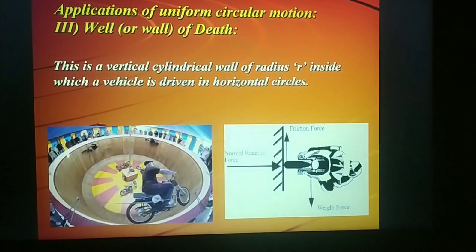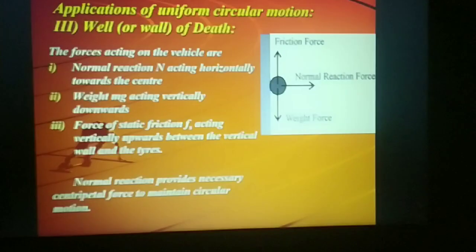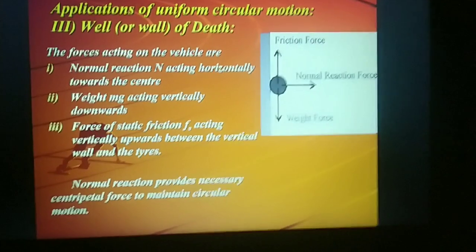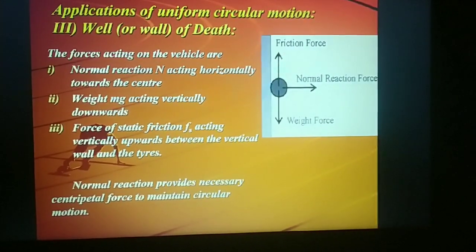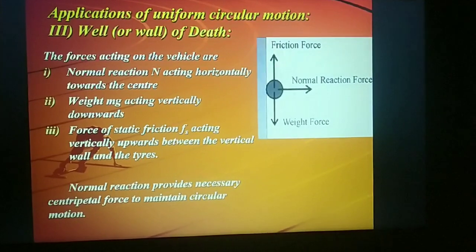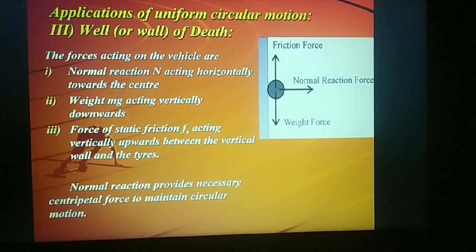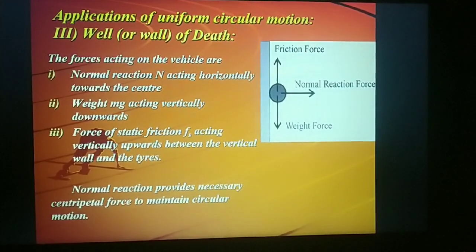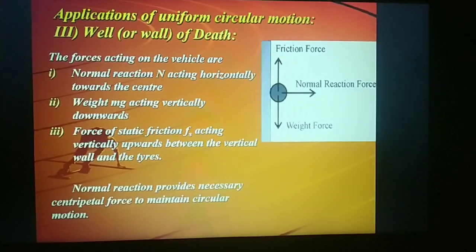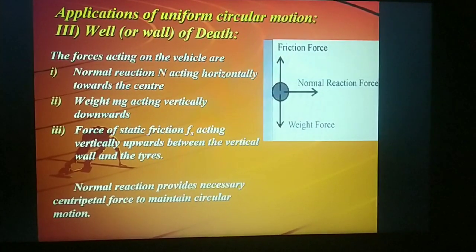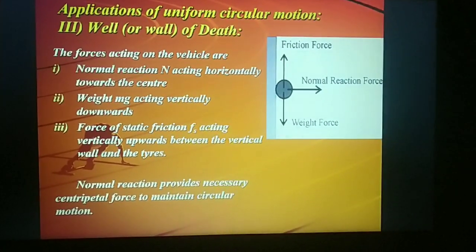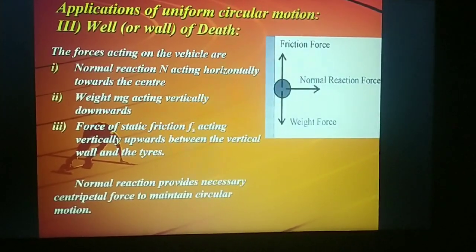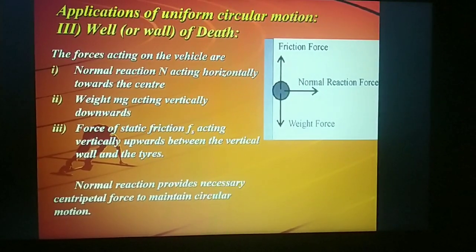in a horizontal circle. Now you can see the vector diagram. The force of friction between the tire and the vertical wall will be in the vertically upward direction. The total weight of the vehicle will be in the downward direction, and the normal reaction on the vertical wall will be perpendicular to the surface of the wall, towards the center along the radius of the horizontal circle.